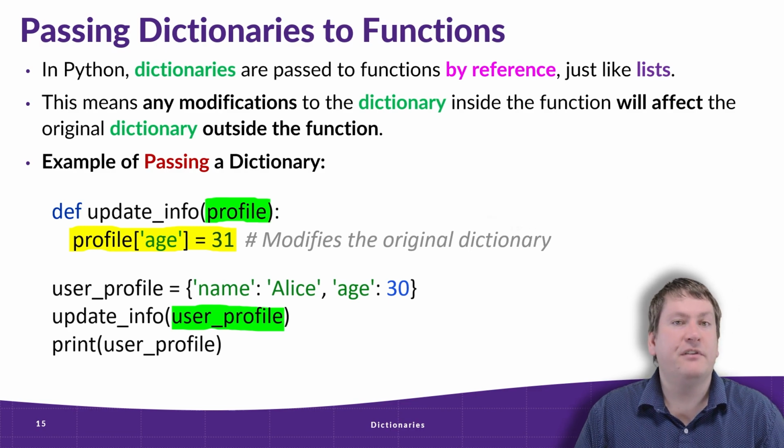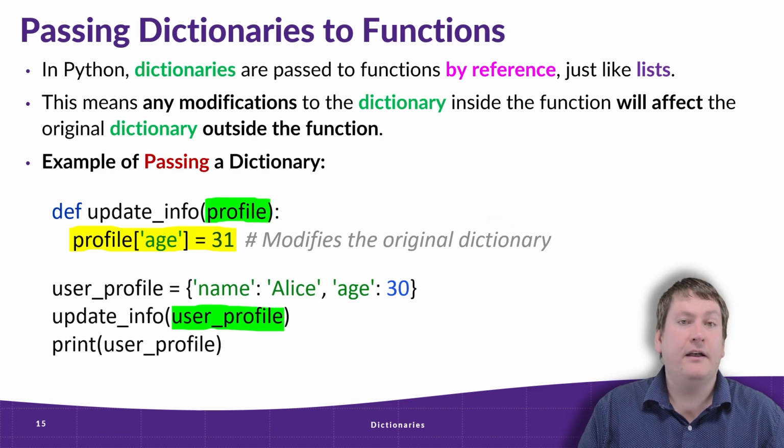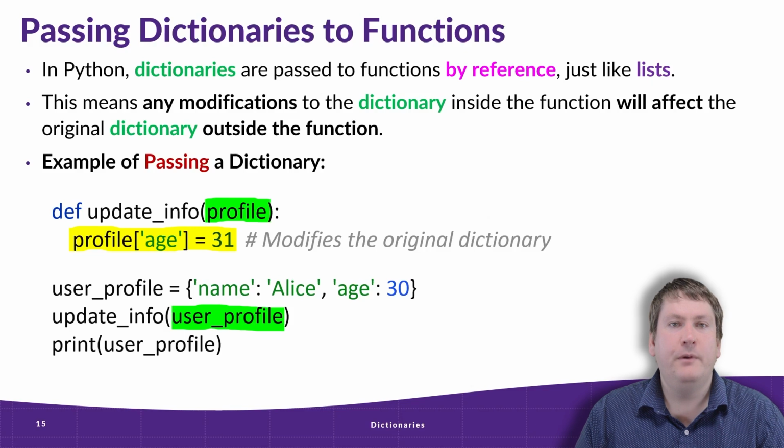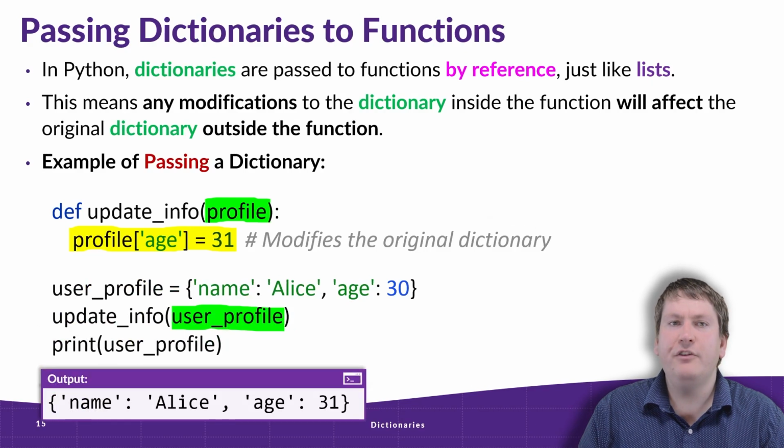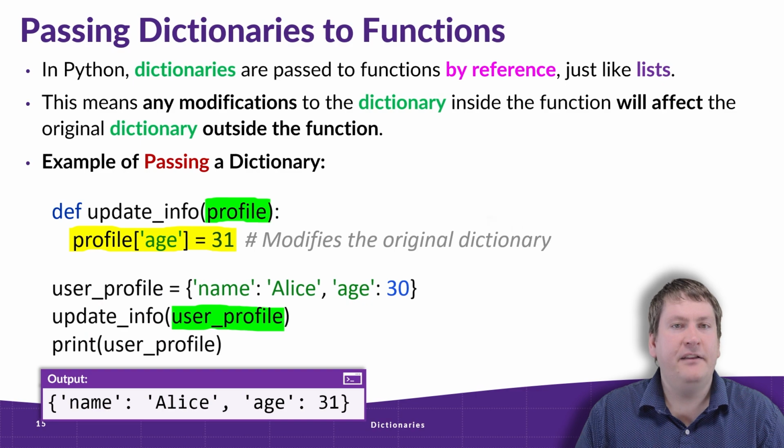So when we set age equals 31 here, that updates the value that age maps to, and that is also reflected in the dictionary outside of the function. So when we run this, we get name Alice, age 31, and that is being printed by the print line that's outside of that function. So just like with lists, when we modify their values in a function, they also are going to be modified outside of a function because they're mutable.